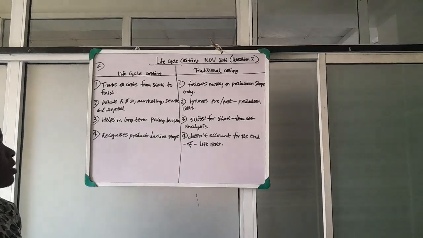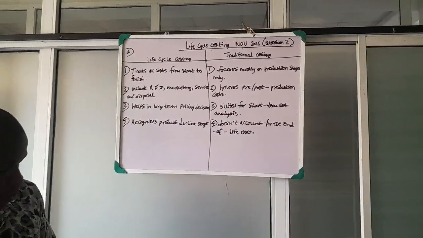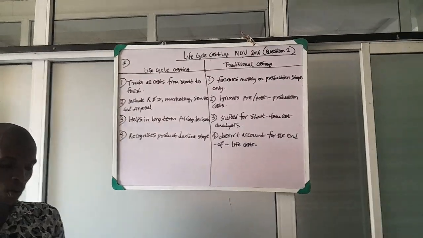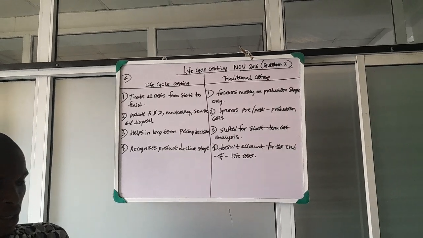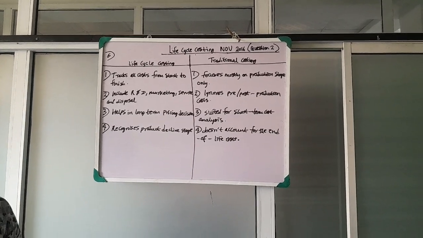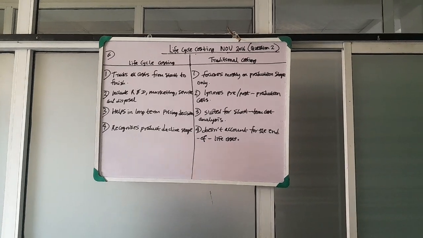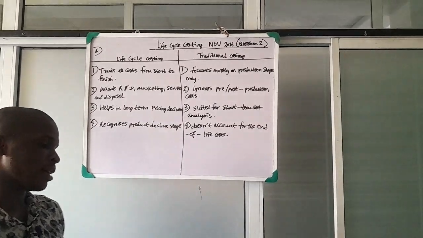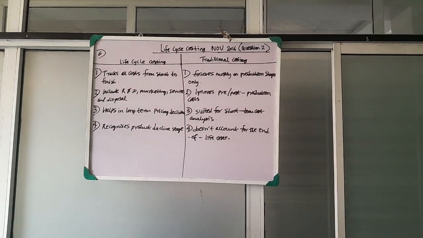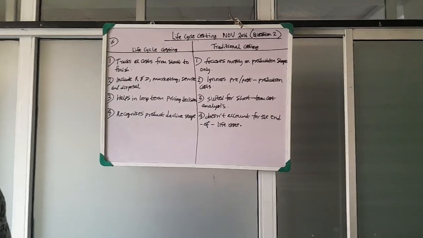So the A part of the question says explain life cycle costing and state what distinguishes it from traditional costing. Life cycle costing is a method of costing where all costs associated with a product from its beginning to its end, that is from the research and development down to the disposal, is accounted for.